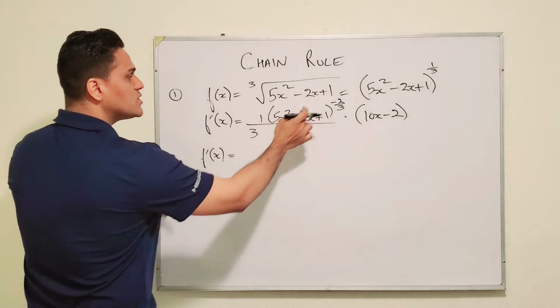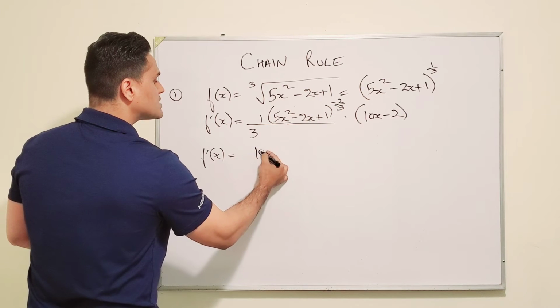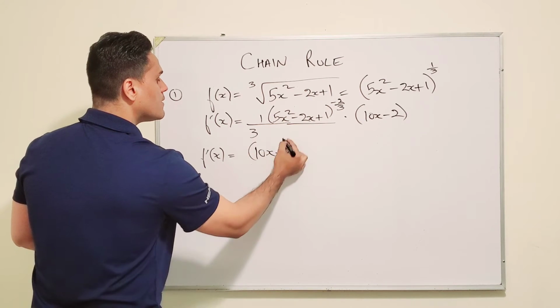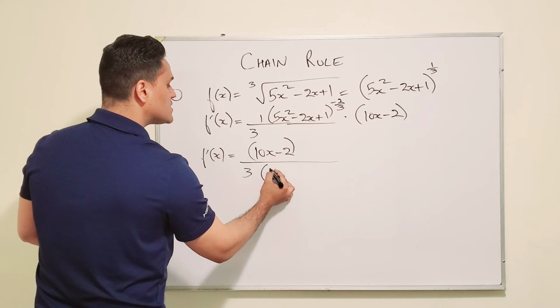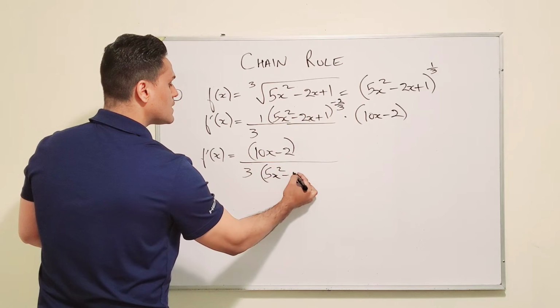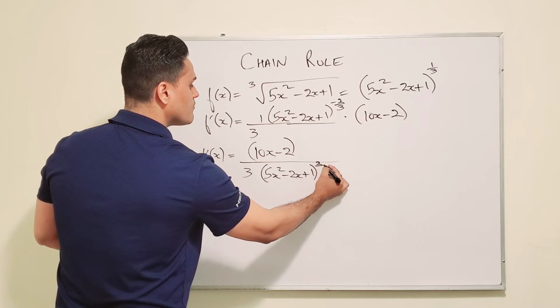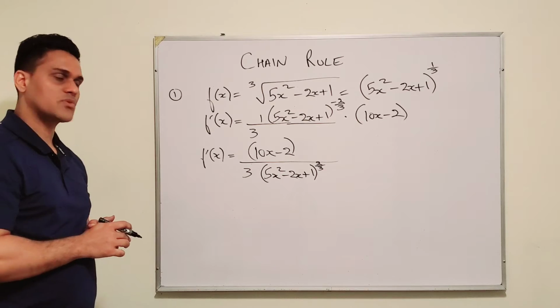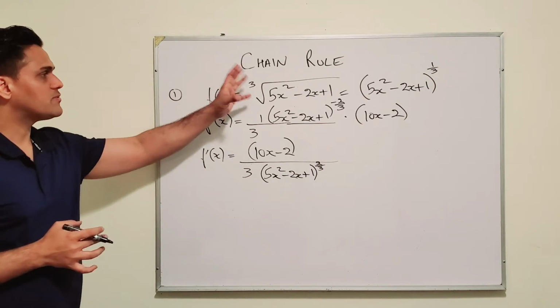So in the next step, we're just going to move this term to the bottom. So we'll have 10x minus 2 at the top. And at the bottom, we're going to move this, and this will just become a positive power, a positive exponent, 2 over 3. Okay? So that's our final answer for the derivative of that equation.